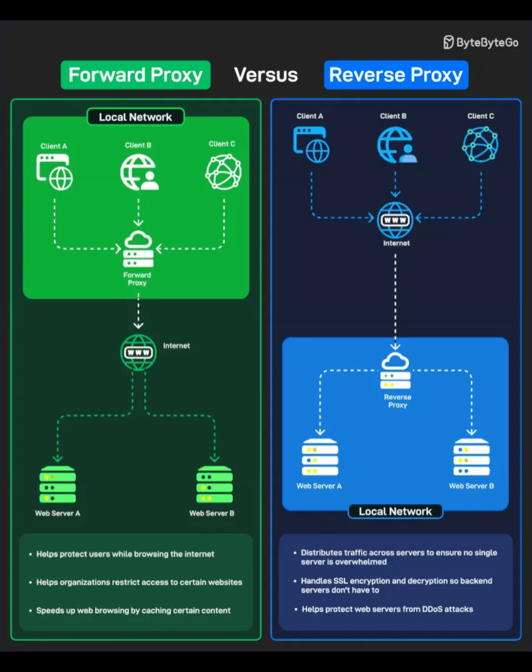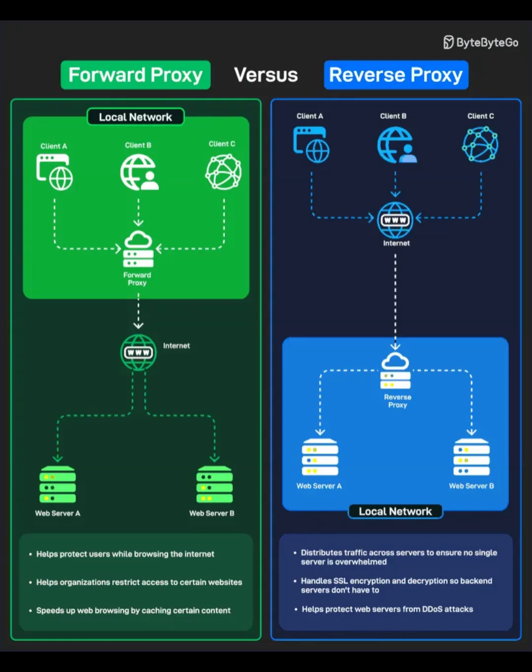So, what does this do for you? It protects users while they're browsing. Since the actual request goes through the proxy, web servers see only the proxy's IP, adding a layer of privacy. Organizations can use it to restrict access, for example, blocking social media during work hours. It can speed up browsing by caching frequently requested content, so if someone else requests the same page, the proxy delivers it instantly. A reverse proxy sits on the other side of the equation.